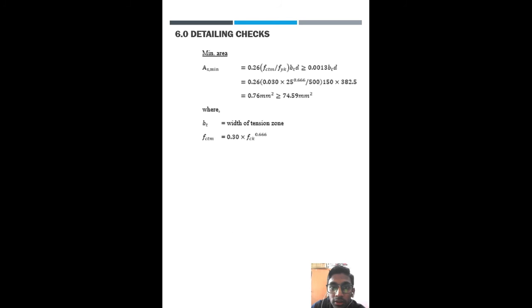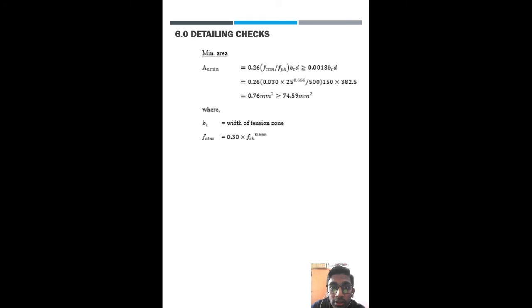For the support A and C, the shear of center support is 57.92 kN, and VED we got 20.45. Then by inspection, shear reinforcement is required. Then we calculate using the formula, and we got 0.038.